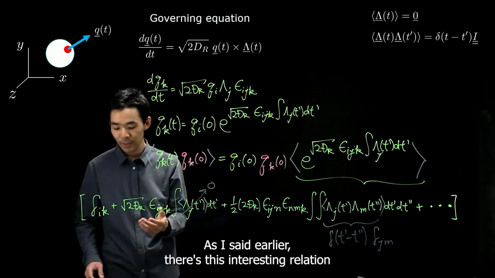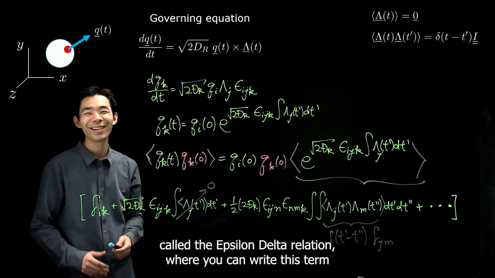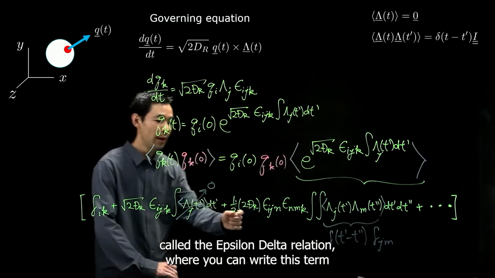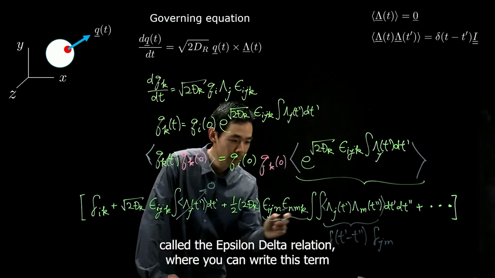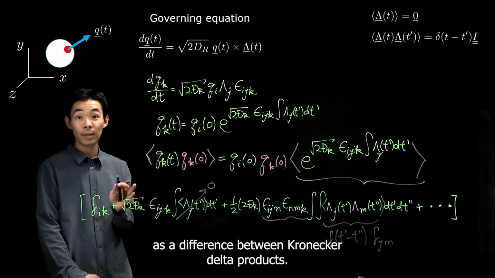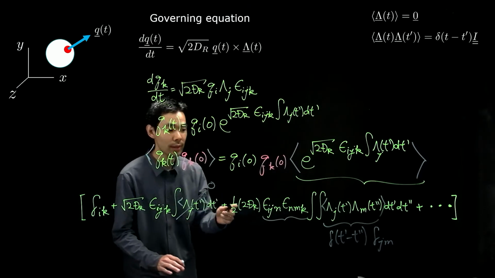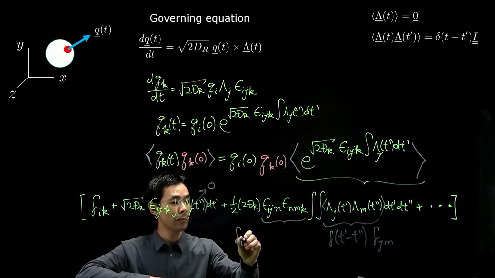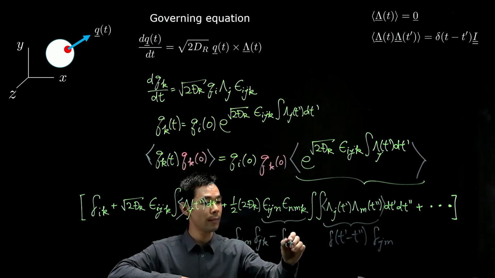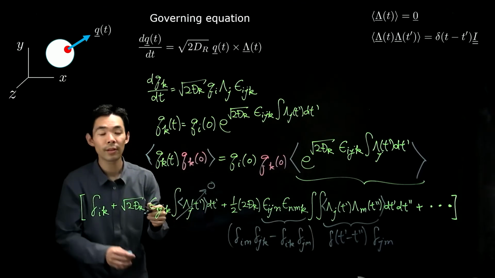Okay? So as I said earlier, there's this interesting relation called the epsilon delta relation, where you can write this term as a difference between Kronecker delta products. Okay, so let's do that too. Okay, looks just like that.